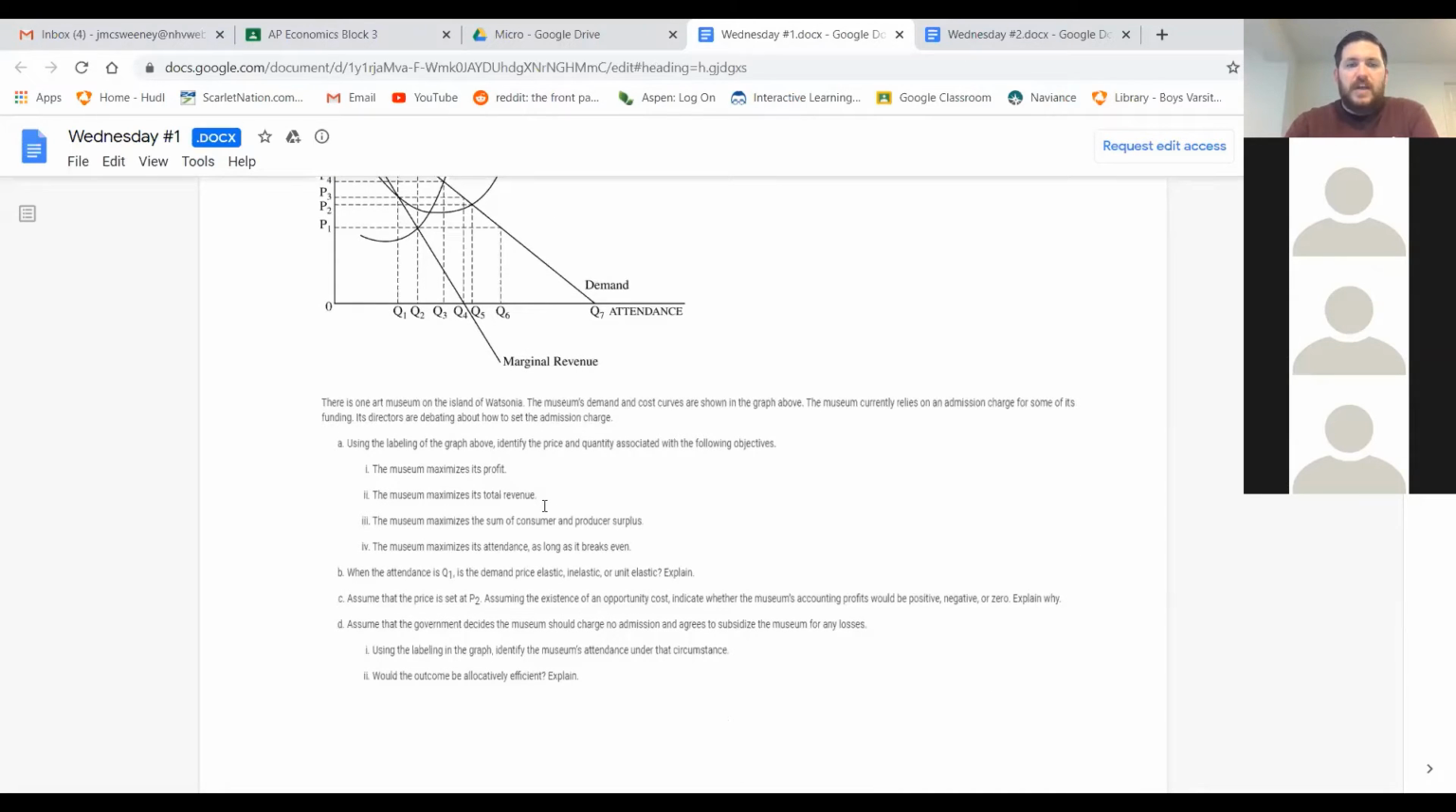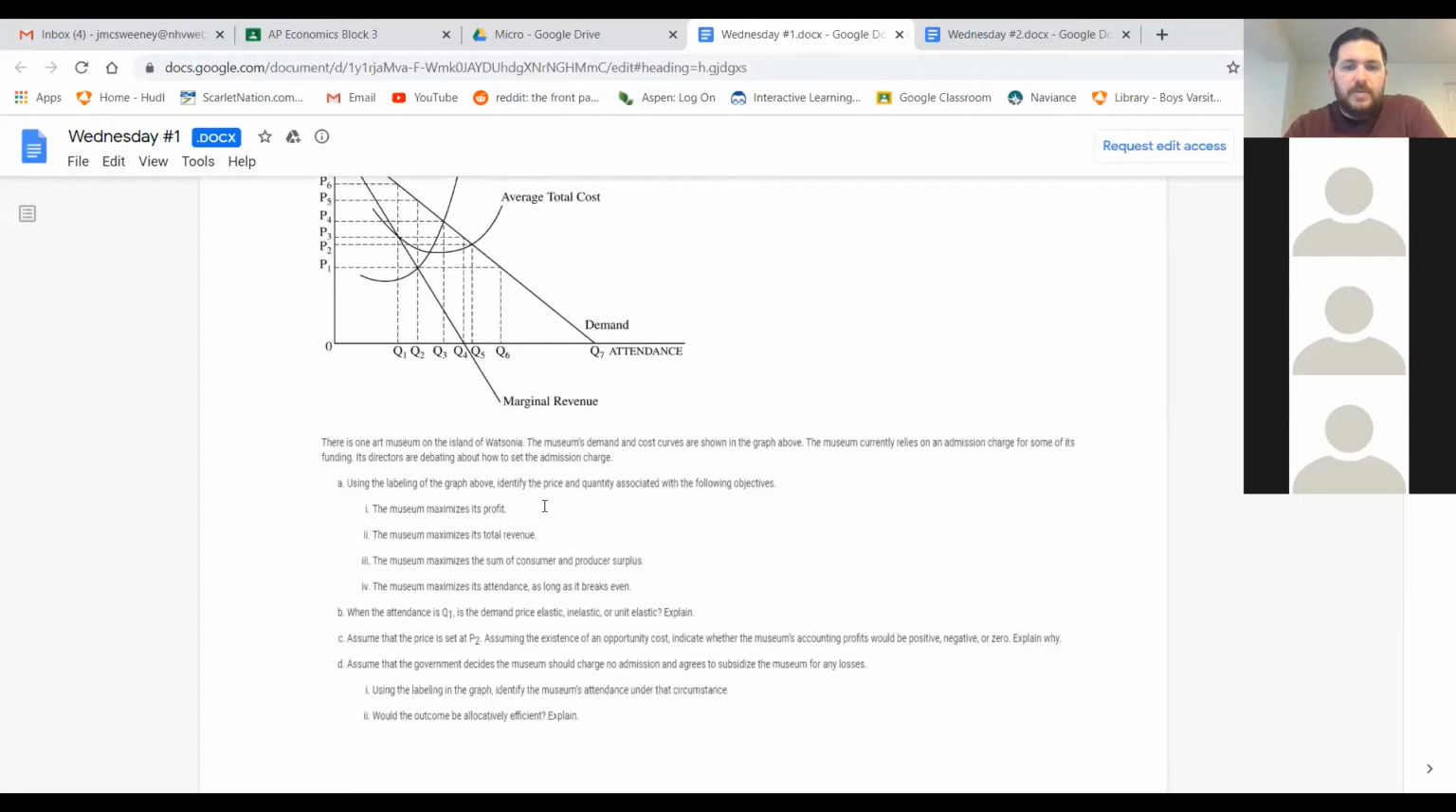Assume that the government decides the museum should charge no admission and agrees to subsidize the museum for any losses. Remember, a subsidy means that the government is pretty much going to cover your losses, make sure you stay open. These are things that we like to do with positive externalities. Also, a reminder, no externalities on this exam for micro. They cut that entire unit out. So you guys lost foreign exchange and externalities from this exam, which isn't a bad thing.